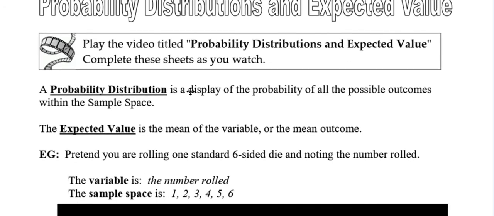A probability distribution is a display of the probability of all the possible outcomes within the sample space. What that means is that before, we would say a die is rolled, what's the probability of rolling a 4? In this unit, with a probability distribution, we don't want to just know the probability of rolling a 4, we want to know the probability of rolling all of the possible outcomes. So what's the probability of rolling a 1, a 2, a 3, all the way up to a 6.